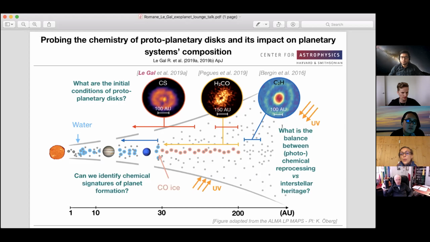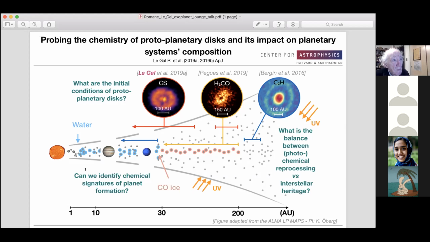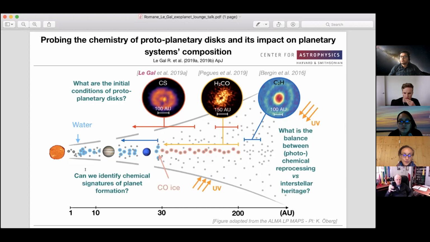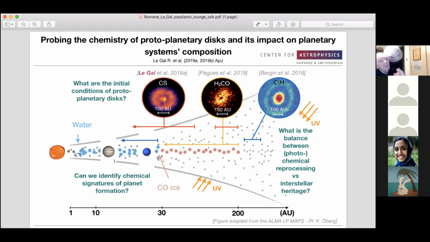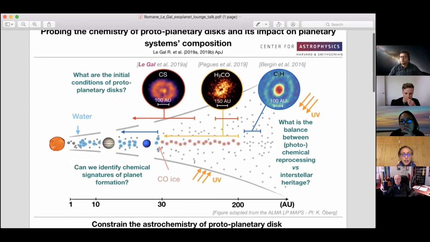We also don't know what the balance is between chemical reprocessing that can occur in situ, so in this disk, versus the chemistry that is inherited from preceding evolutionary stages, so inherited from the interstellar medium. And last but not least, we also don't know if and how planet formation can impact the chemistry of their disk, and if so, if we can identify chemical signatures of planet formation. So these are 3 main questions that we are interested in probing.